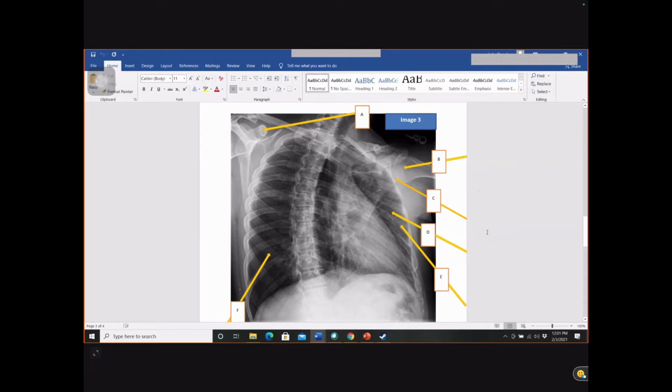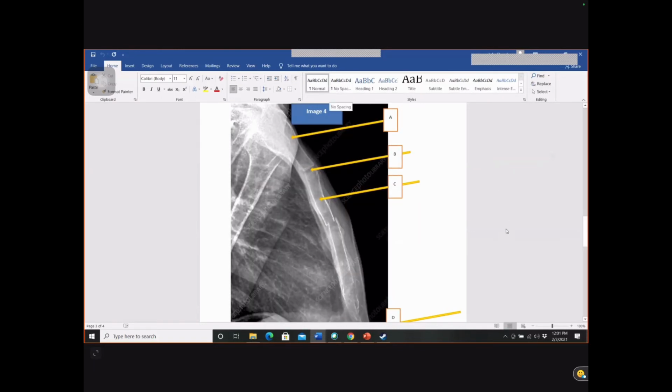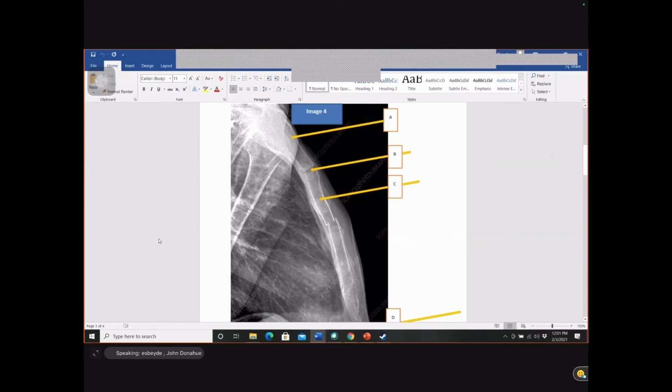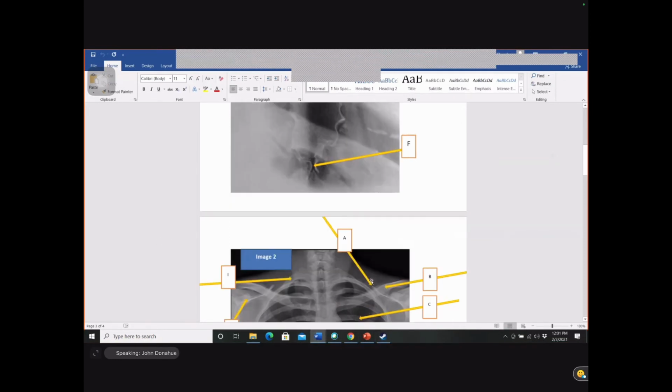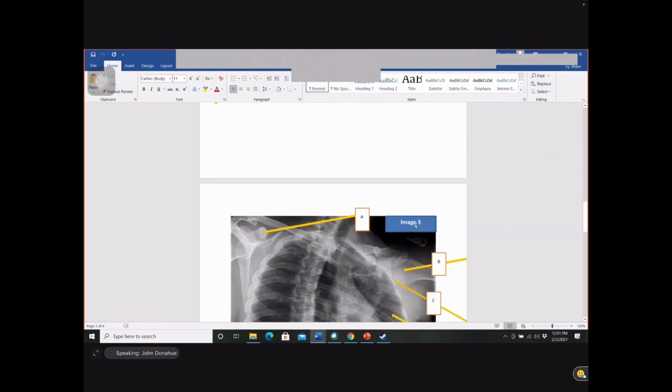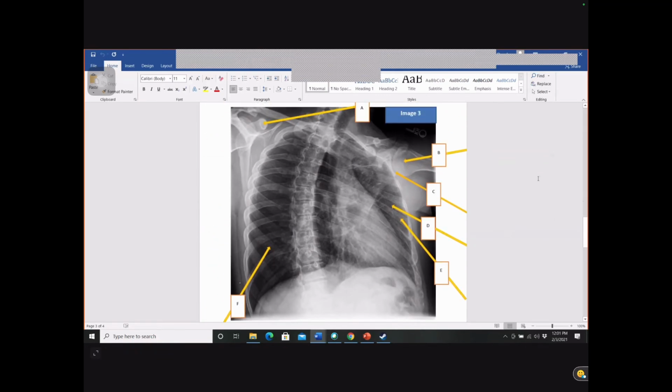Okay, letter D. Let's jump back up to Esvede for letter D. That was referring to a space. What space would that be? Hang on, I don't know what happened here. There we go. Sorry.